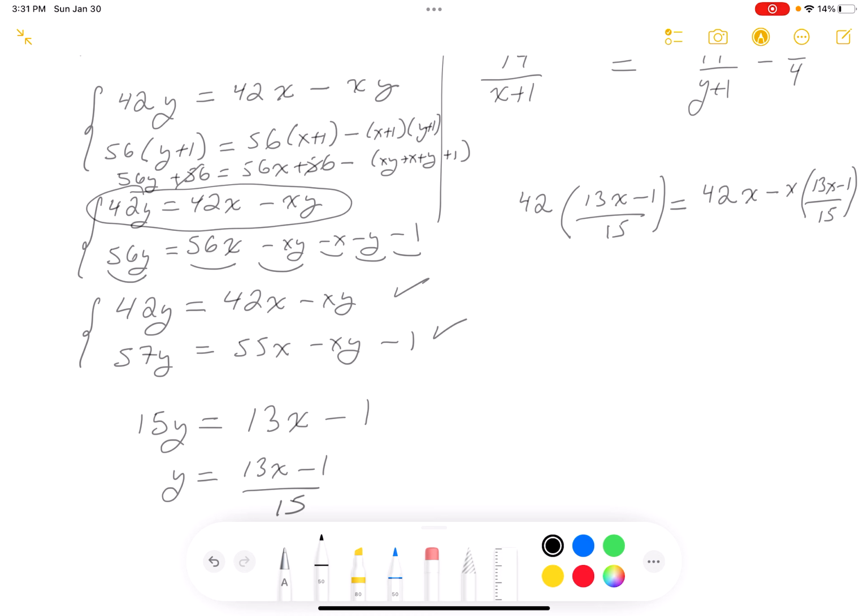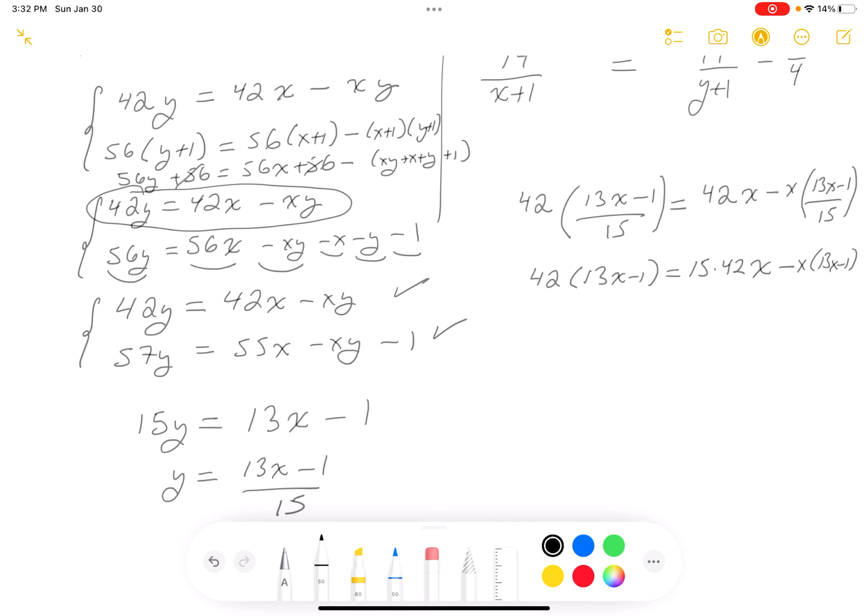I got to keep moving, and moving means getting rid of the fraction for me. I'm going to multiply both sides by 15. Get 42(13x minus 1) equals 15 times 42x. Again, I'm multiplying both sides by 15, minus x times (13x minus 1).